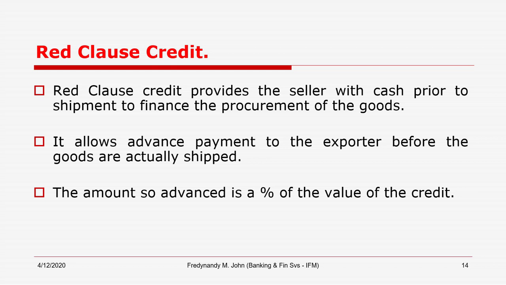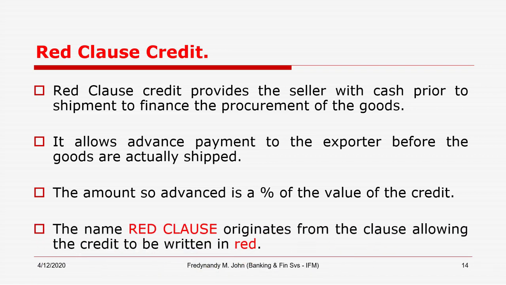So with this type of letter of credit, the beneficiary will receive an advanced amount, and the advanced amount will be a percentage of the total value of that particular credit. So that is to say, the rest of the amount will be paid later on.